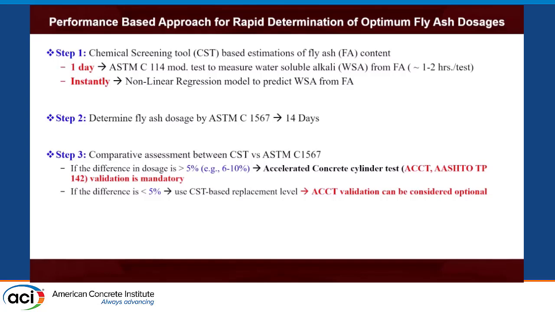ASTM C1293 takes 2 years, and we already discussed, who is going to wait for 2 years? We developed the accelerated concrete cylinder test. It takes 75 to 90 days. It is a job mix or standard, the same thing. You send me the concrete, I can do job mix testing. So we do that ACCT testing.